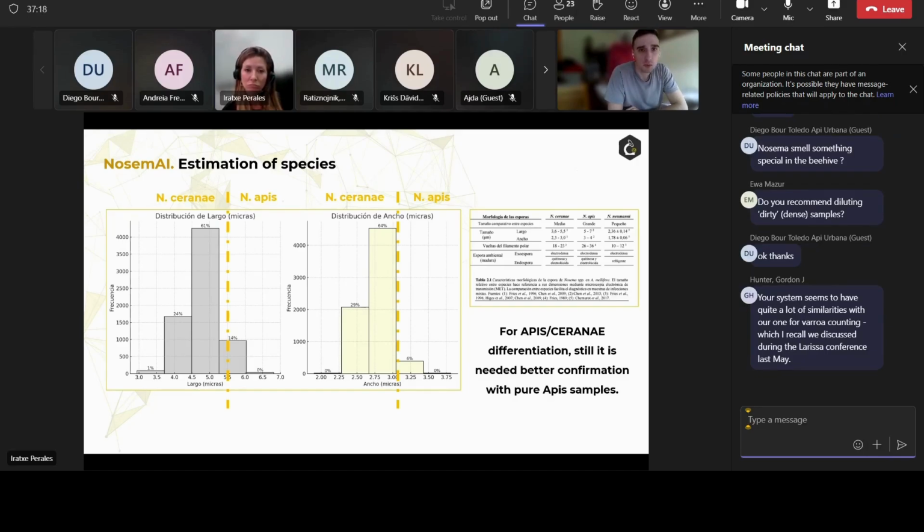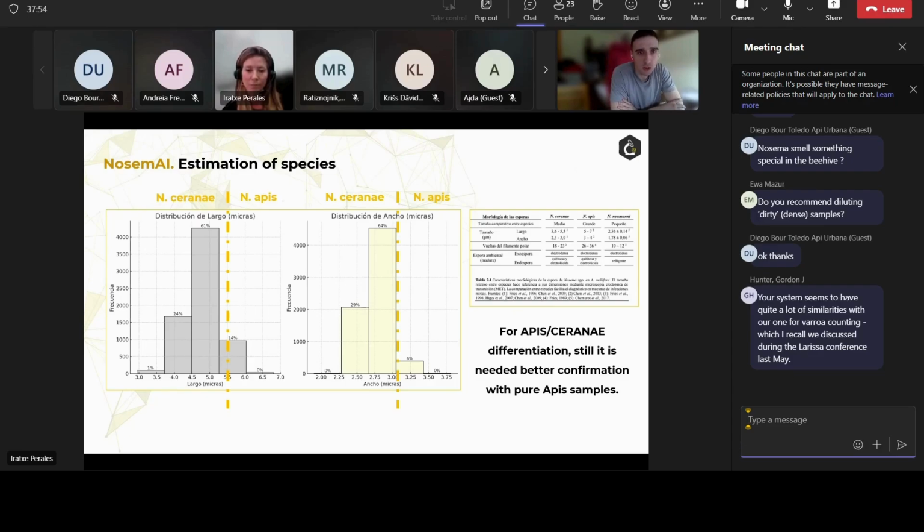We have a question from Eva now. Do you recommend diluting dirty, dense samples? In this case, when you have the worker smashed and filtered with the bag, if the load is very high, for the microscope it is not a problem, because it can count hundreds of spores. If you want to do it by naked eye as manual inspection, then you have to dilute for sure.